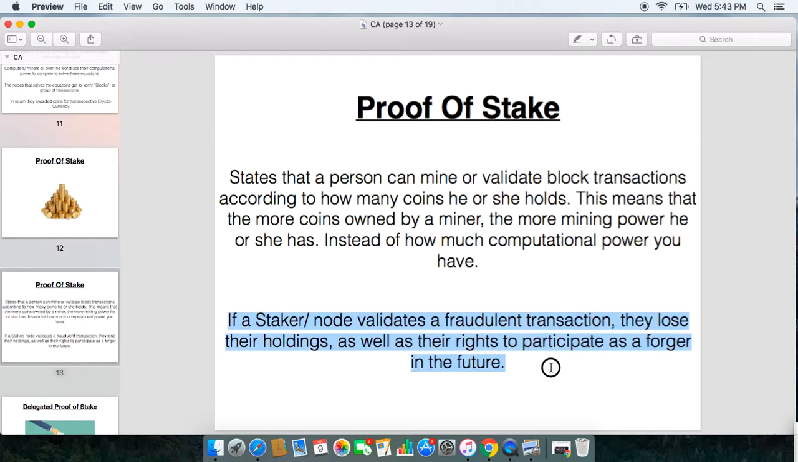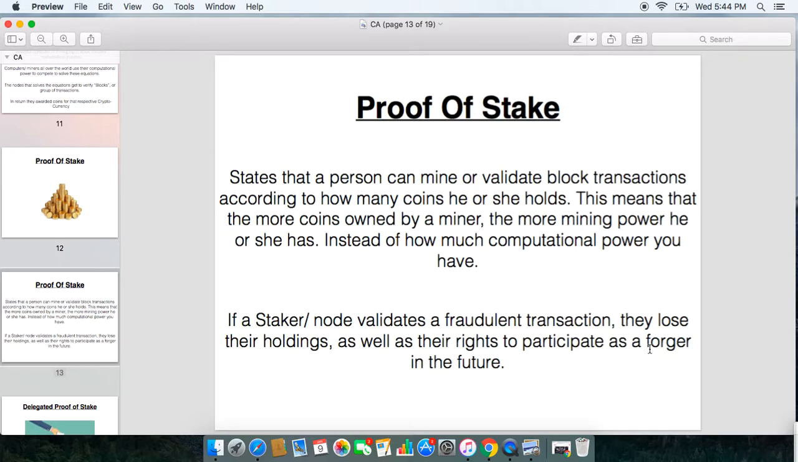So if a staker or a node validates a fraudulent transaction, they lose their holdings as well as their rights to participate as a forger. I think that's a spelling error there. Either way, they lose their rights in the future to validate transactions.